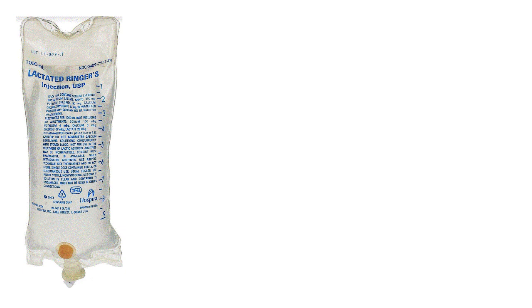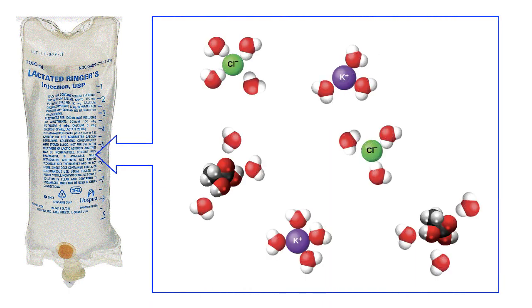If we looked at a solution on a molecular level, here's a real solution, lactated Ringer's solution. And if we look at this on a molecular level, this Ringer's solution consists of some potassium chloride and some sodium lactate and a few other things that are dissolved in the solution. Here we're just showing the potassium chloride, and the potassium chloride actually dissociates into potassium ions and chloride ions, represented by purple spheres and green spheres respectively.